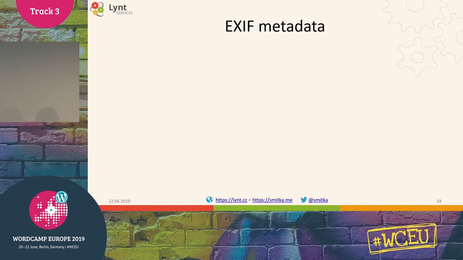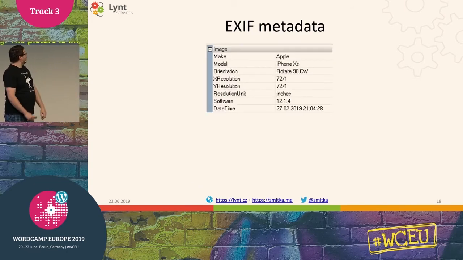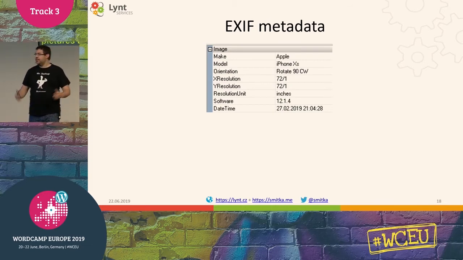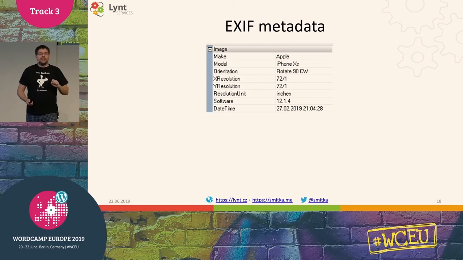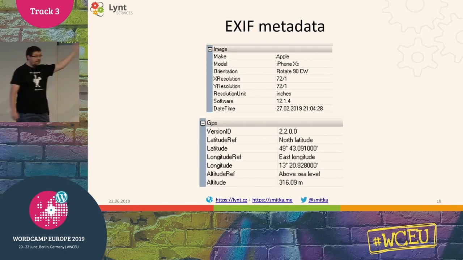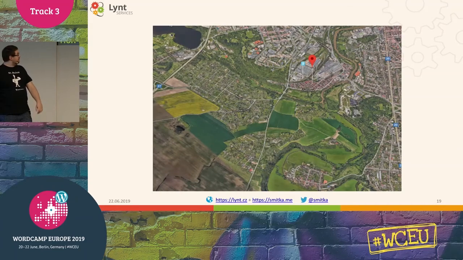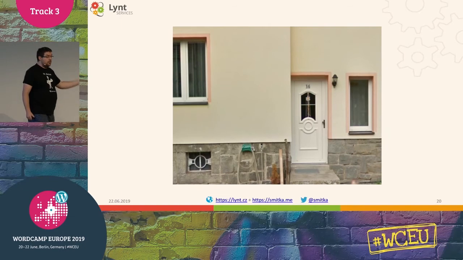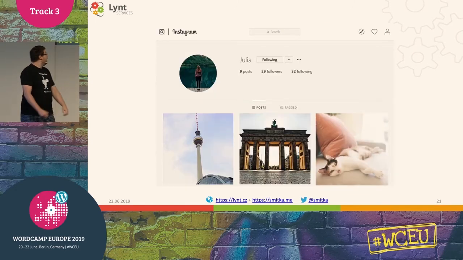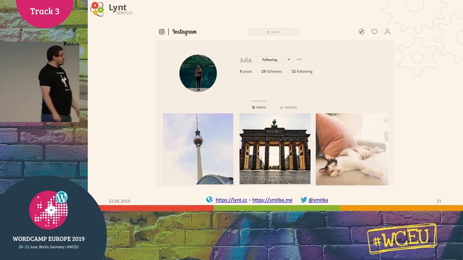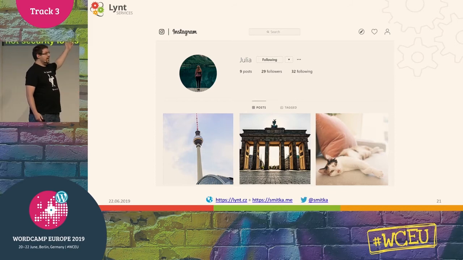The picture is important because there might be metadata in pictures. And now, we also know she has an iPhone XS, the pretty expensive, rich lady. And she hasn't disabled location information. So we know where she lives. And from Street View, we also know that she doesn't have security locks on the front door. And from Instagram, we also know she isn't at home. She's in Berlin right now.